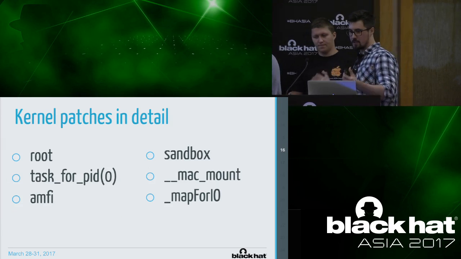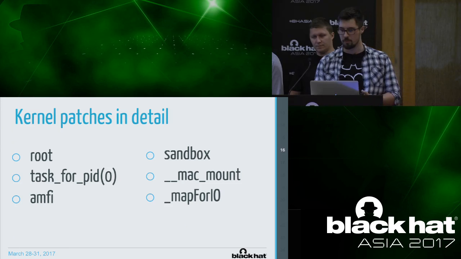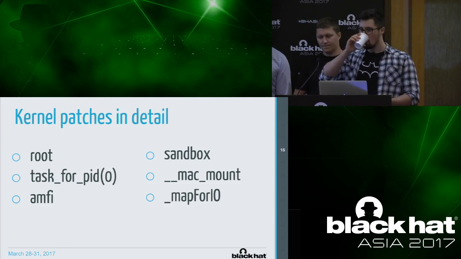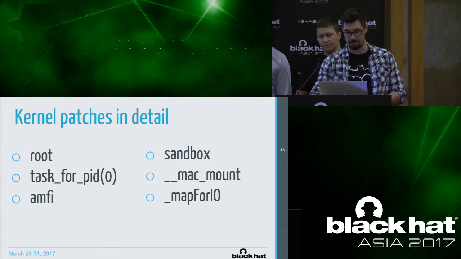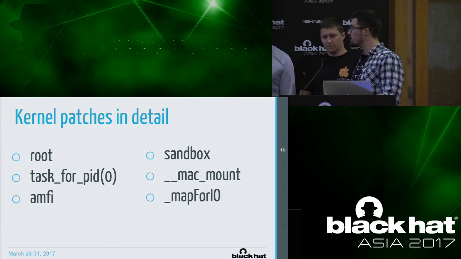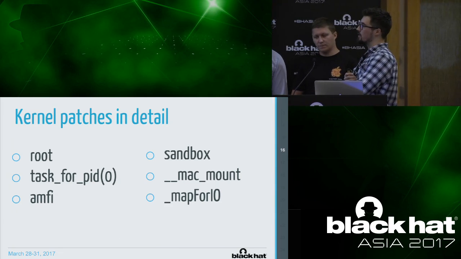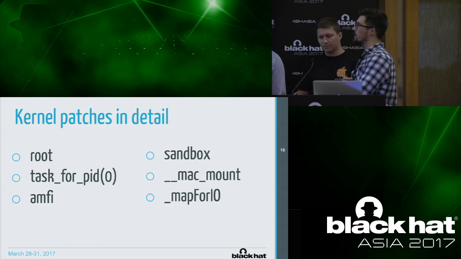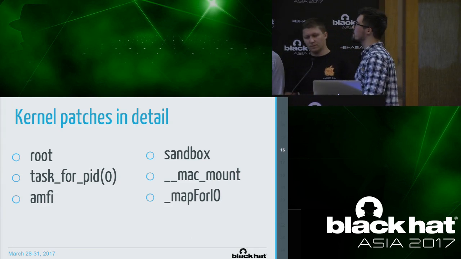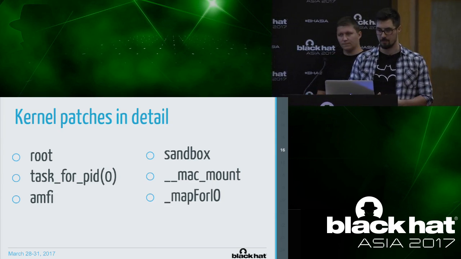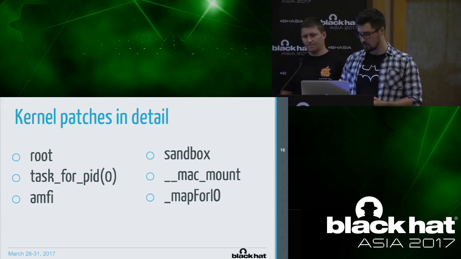So let's assume we have a patchfinder. What should we patch in the kernel to get a jailbreak? We need to patch to easily become root. We need to patch to export the kernel task port, which is the task for PID 0. We need to disable code sign enforcement, the sandbox, and finally remount the system partition as readable-writable. I will focus on each of these patches in a little more detail.